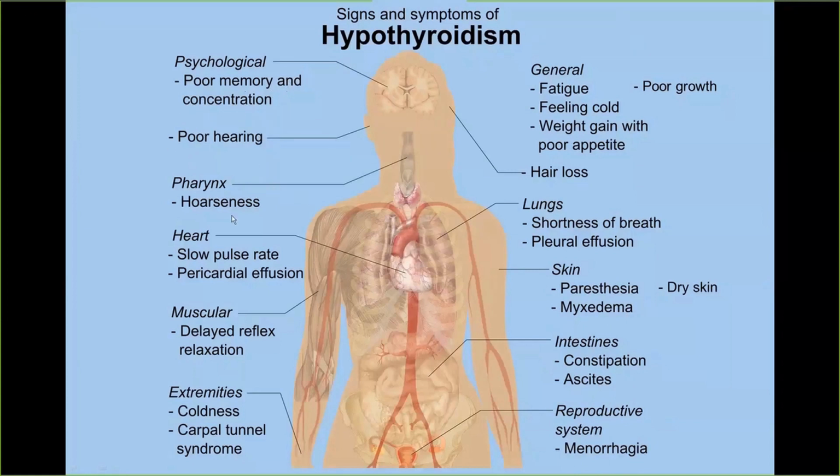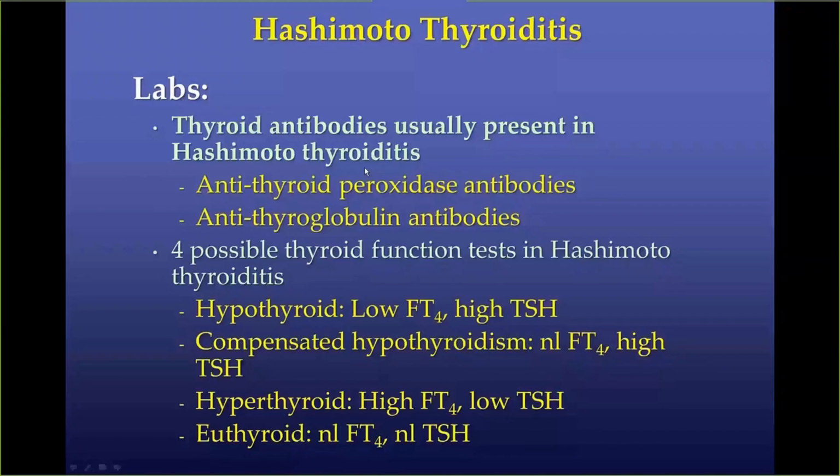Hoarseness of voice. Obviously, bradycardia or slow pulse rate, and delayed reflex relaxation, carpal tunnel syndrome, and that's more in the adult population. But it's important just to see how much the thyroid hormone affects and how many systems in the body are affected by the thyroid hormone. The labs, as I mentioned earlier, that we need to send for Hashimoto thyroiditis or autoimmune thyroiditis are thyroid peroxidase antibody and thyroglobulin antibody.